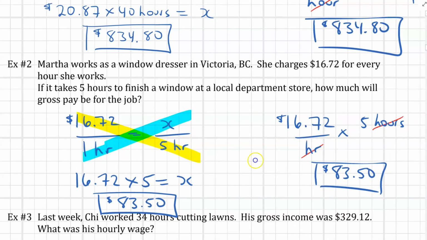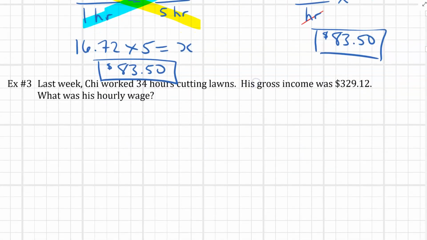Okay, now example 3 is a little different. Notice that there's a bit of a twist. It says last week Chi worked 34 hours cutting lawns. His gross income was $329.12. What was his hourly wage? So it's different than the other ones. The other two tell you how many hours and the hourly wage, and we ended up just multiplying them together. So this might be an example where setting it up as a proportion might help.